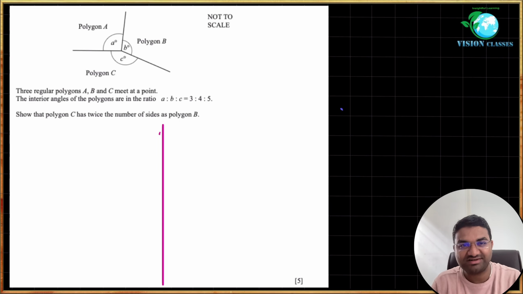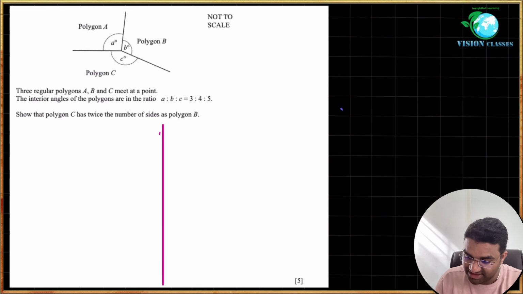So today we have to discuss one of this year's IGCSE questions. Fine. So here three regular polygons are there. This is one regular polygon. This is another, and the third one is here.